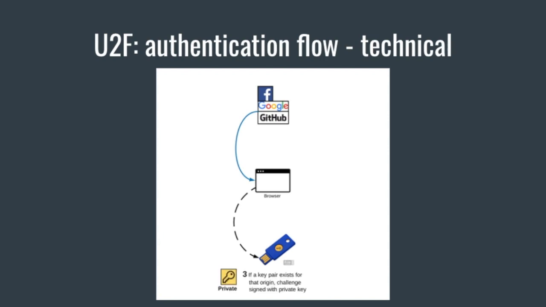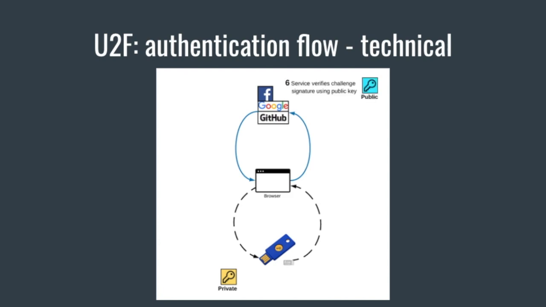If a key pair does exist, then the private key is going to be used to sign the challenge, proxy it back to the browser, who gives it back to the service provider, and the service provider is going to use the public key that it got during registration to validate the signature, and if everything checks out, then Alice is logged in.